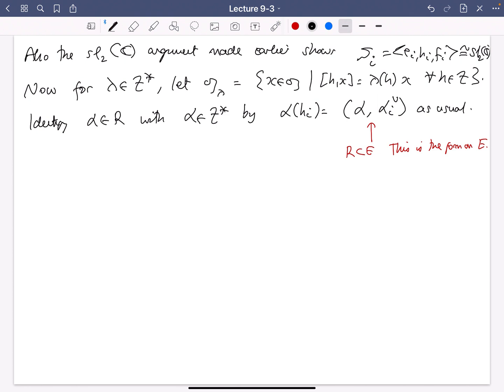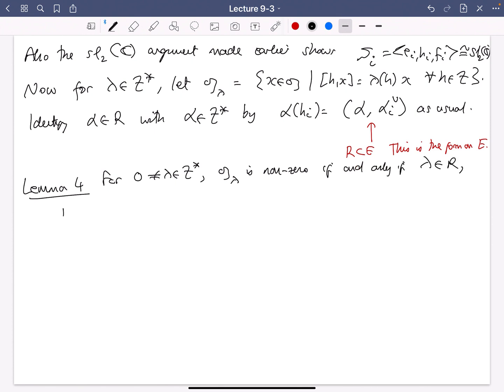So now we come to the decisive lemma, I think, lemma 4. It says that for a non-zero lambda in T star, that weight space, as I just defined, is non-zero if and only if lambda is actually a root, in which case G lambda is one-dimensional. So this really shows for the first time that we have the right-looking Cartan decomposition in front of us.